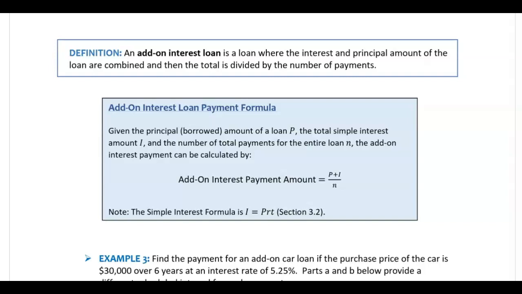Definition. An add-on interest loan is a loan where the interest and principal amount of the loan are combined and then the total is divided by the number of payments.